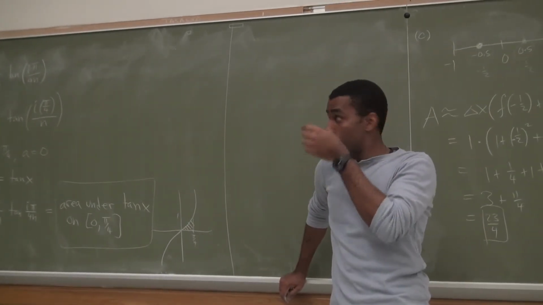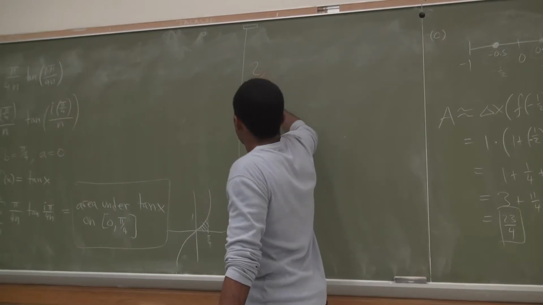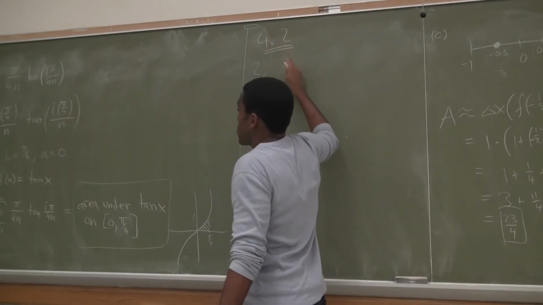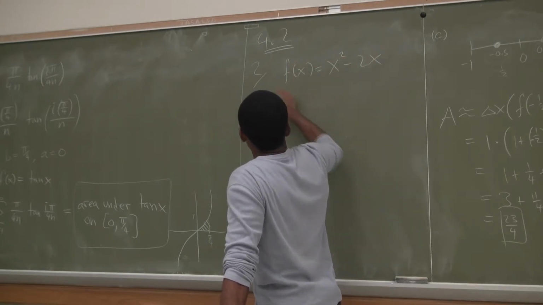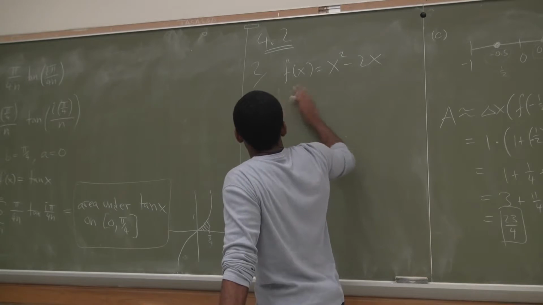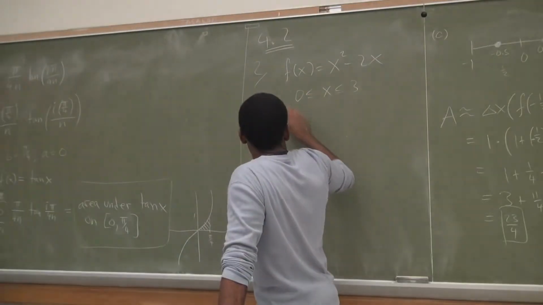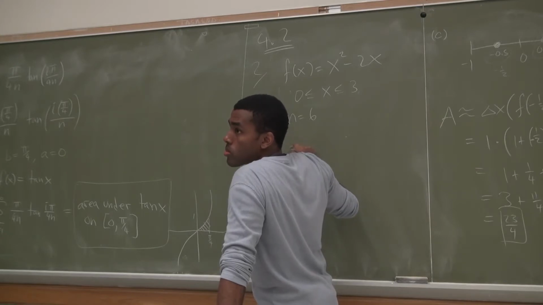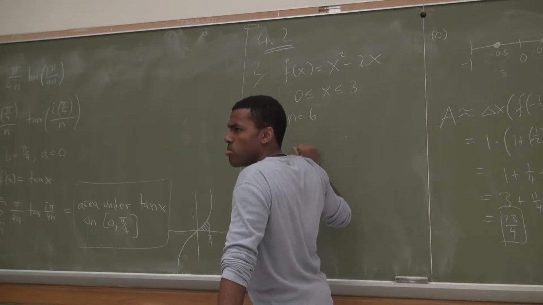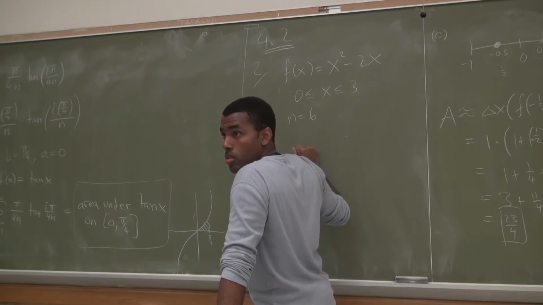Like, you can't go over the whole thing, you have to ask me specific questions. The question I have is f of x equals x squared minus 2x, problem 2 from 4.2, on the interval 0 to 3, and n equals 6. It says find the Riemann sum. That's a 4.2 question? Yes, I'm sure.